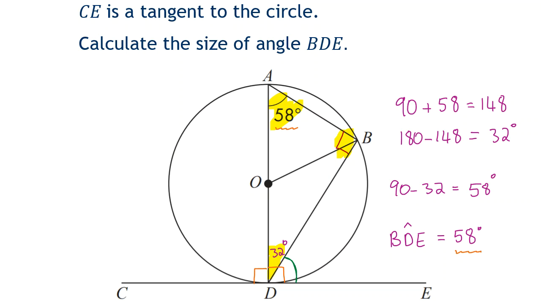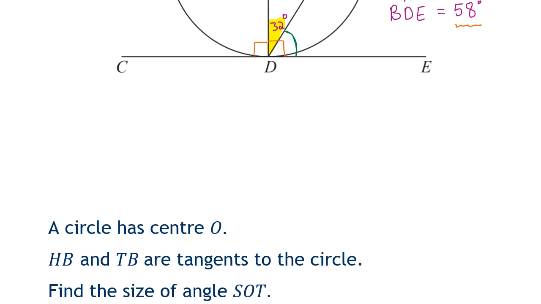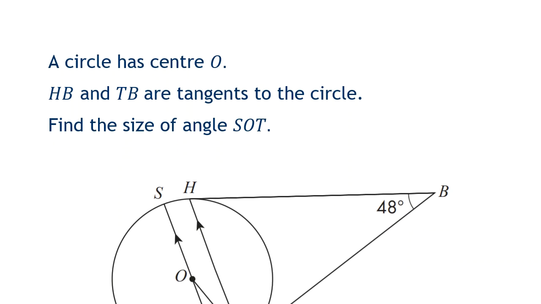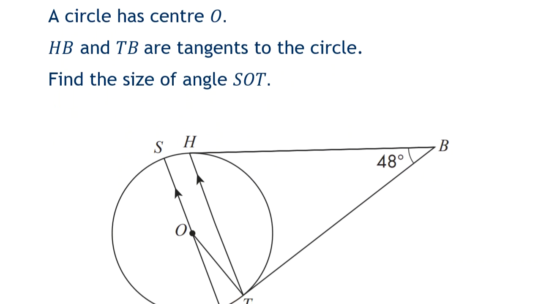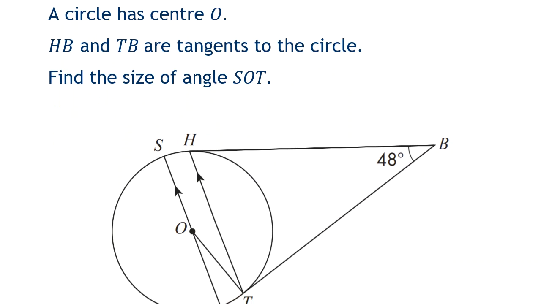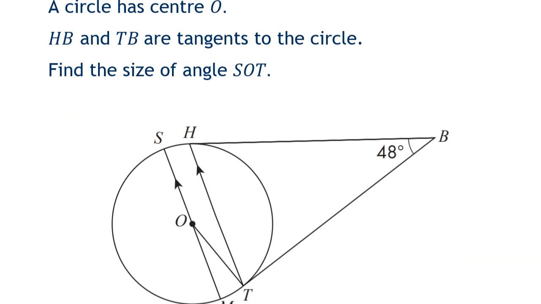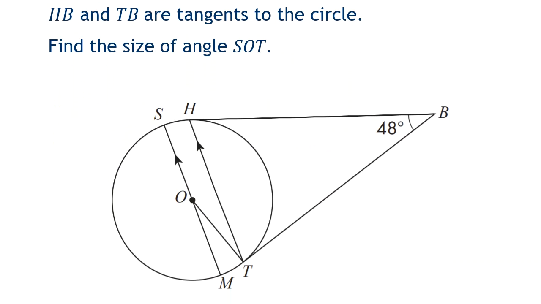So working our way through using the tangent fact and the angle in the semicircle is 90, those are the facts we need to answer this question. Now there is one more example for us here. Similar type of question. We're told the circle has centre O. Usually we get that just to define the centre, so it's just important that we have the centre defined in there. And then we've got HB and TB are tangents, so that's these lines coming in here. HB and TB are tangents.